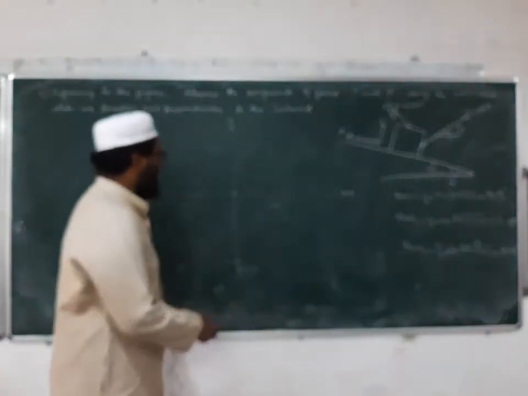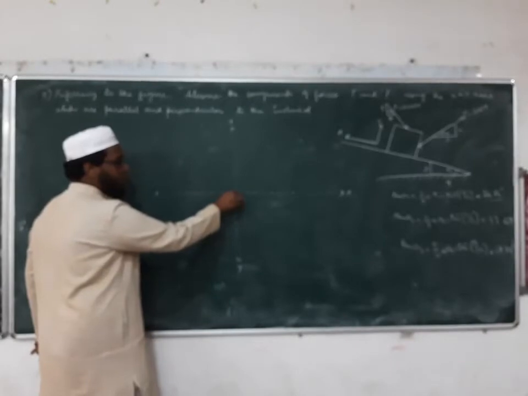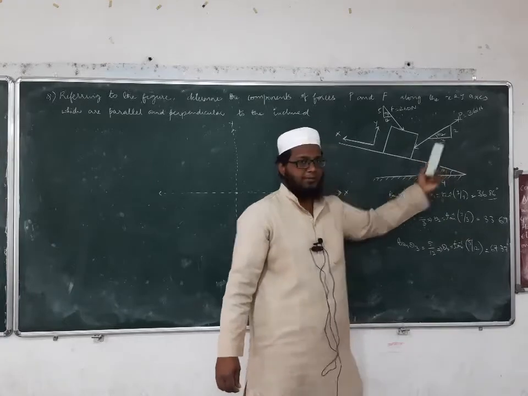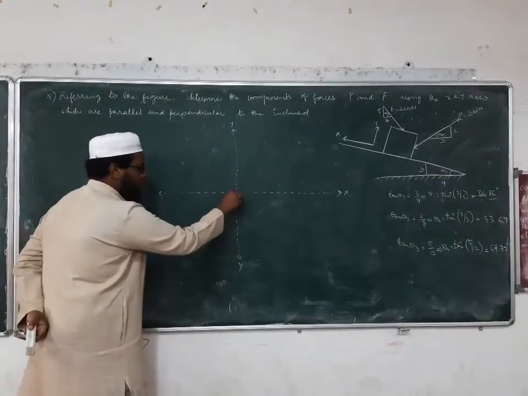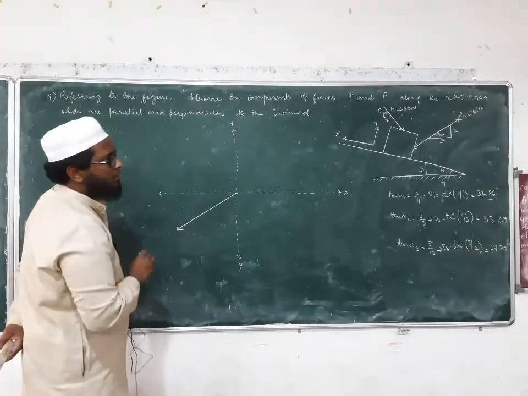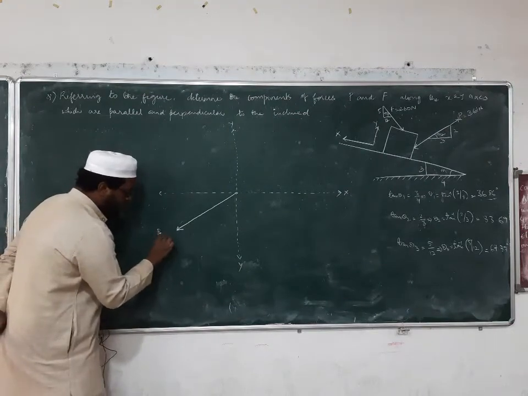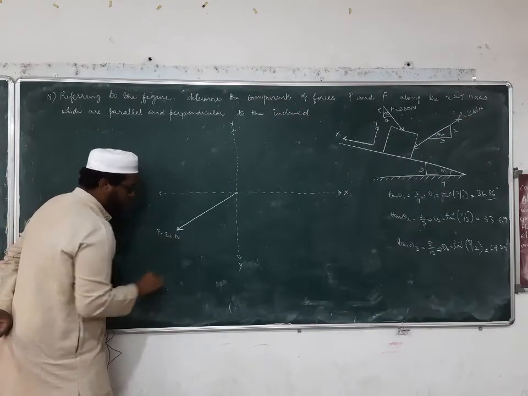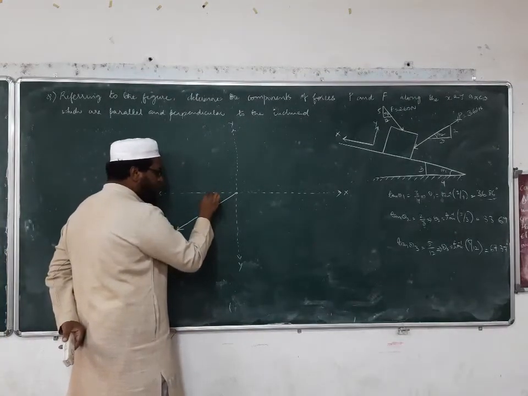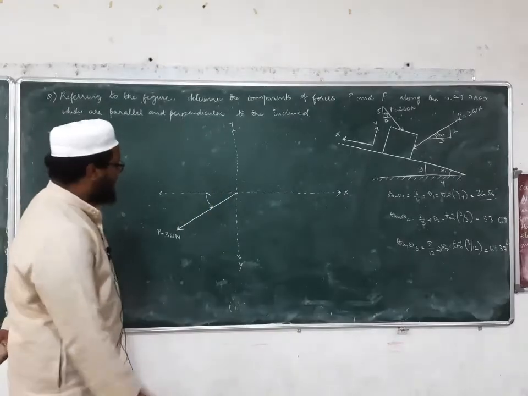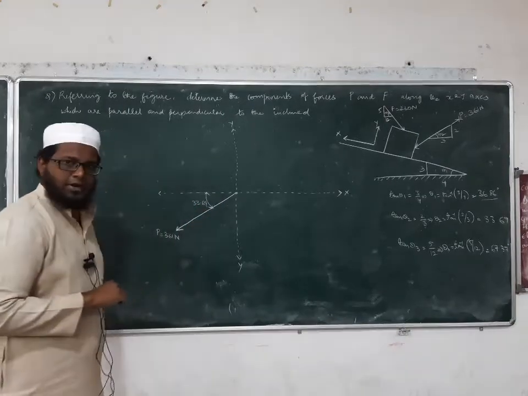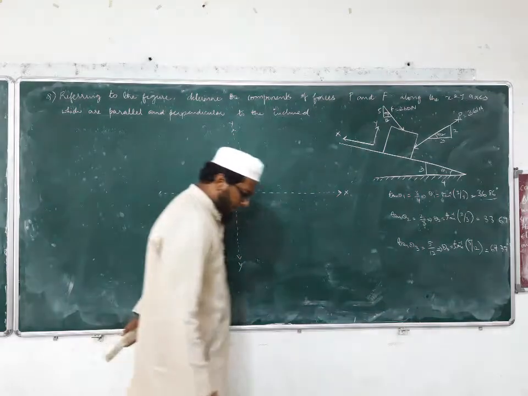So I will draw this force which is acting in fourth quadrant. What is the angle of this force? 33.69 with x-axis, horizontal line. So I am drawing this force and the magnitude of that force is P equal to 361 newtons, and the angle of this force is 33.69 degrees. Alright.